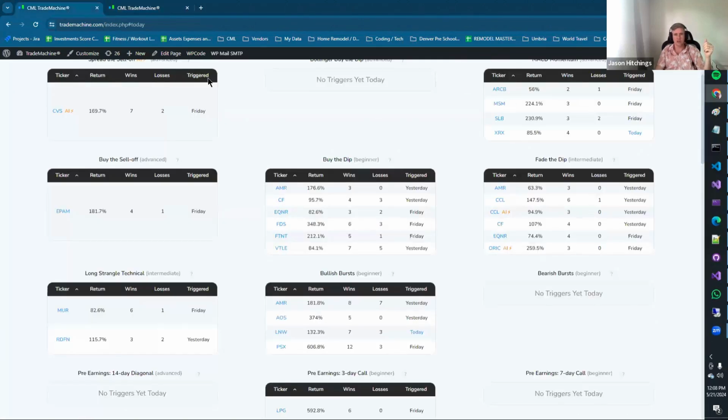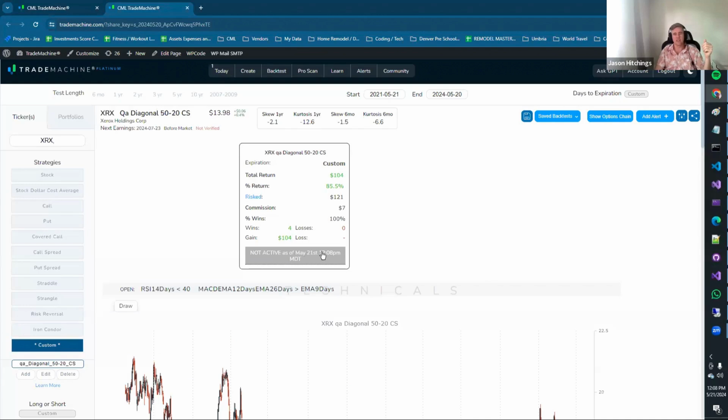These show that they triggered at some point during the day. When you click the back test, it says whether all of these conditions are still active. Specifically, this strategy has a technical open where the RSI has to be below 40 and the MACD has to be greater than the 9-day exponential moving average, and it's not right now. So that's great.